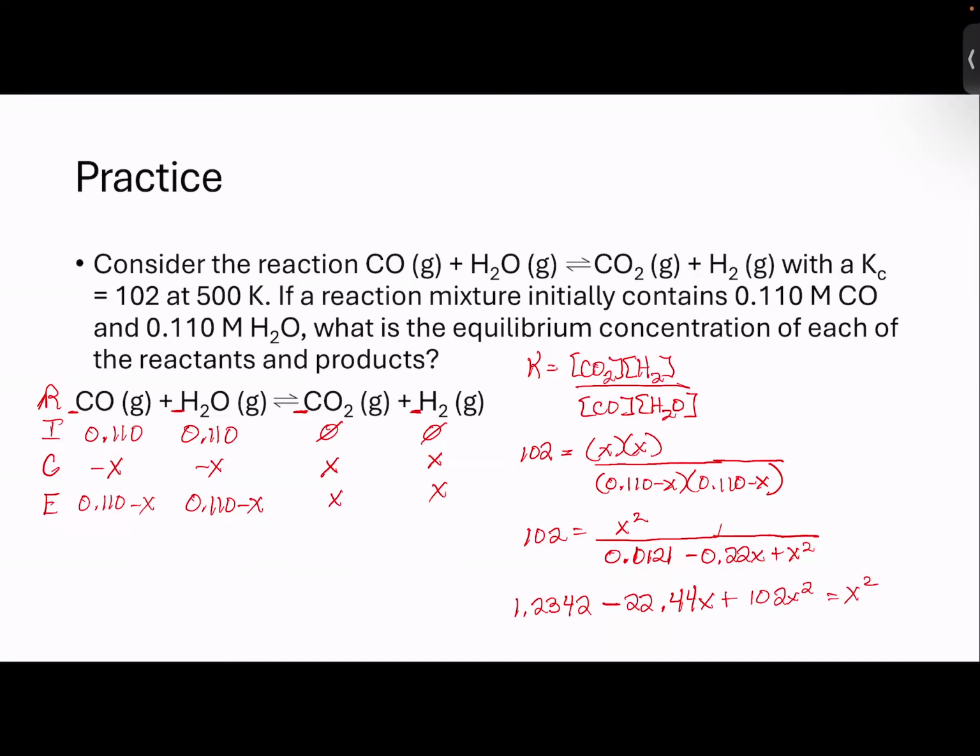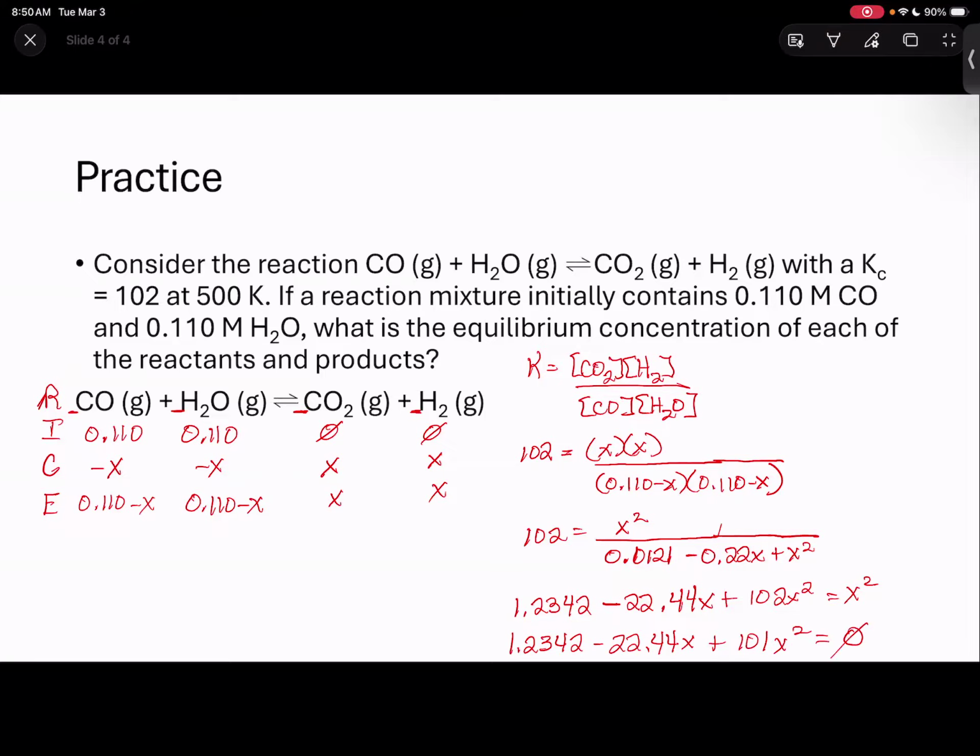When I rearrange this equation, I always rearrange it so that I get a positive X squared. That's just out of habit. So I'm going to keep everything on the left and move the X squared from the right to the left. And now I have my quadratic equation. My A is 101. My B is a negative 22.44. And my C is 1.2342.